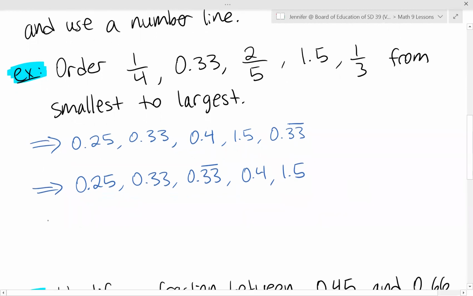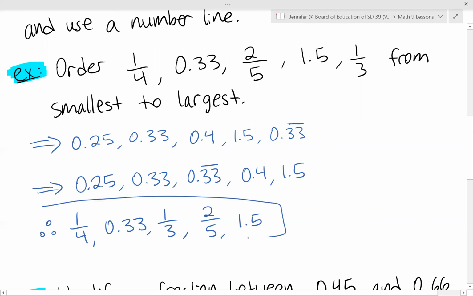So then just for our final answer, these 3 dots mean therefore, we can convert them back to their original form so we know exactly which ones are smaller than the other ones. So our 0.25 was 1/4. Our 0.33 was already written as 0.33. The repeating one had been written as this. 0.4 had been written as this. And then we've got our 1.5 at the end. So that is our final answer, rearranged from smallest to largest.